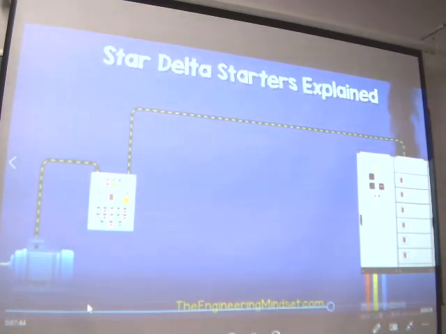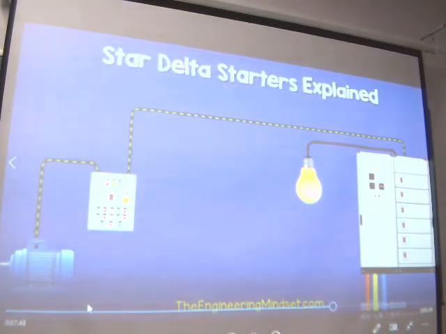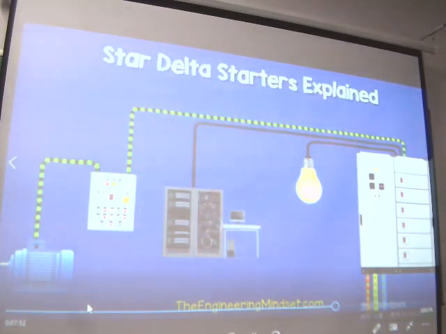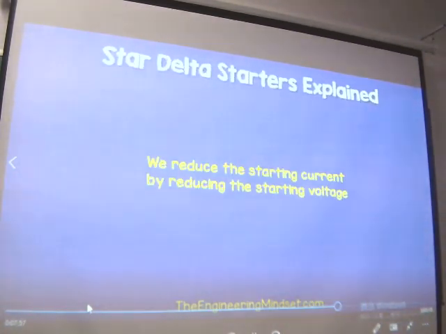The sudden large demand causes voltage drops throughout the building's electrical system. This can be visually seen because the lights will dip. This can cause many problems for sensitive equipment such as computers, servers and safety systems. So to reduce the starting current, we simply need to reduce the starting voltage.